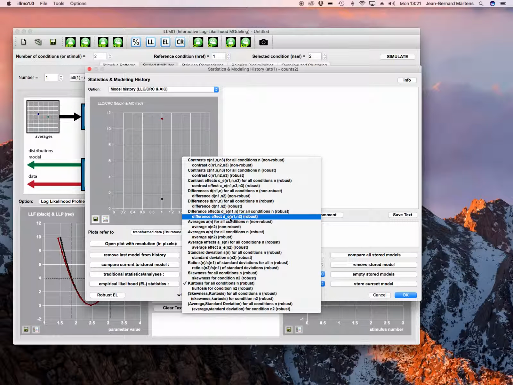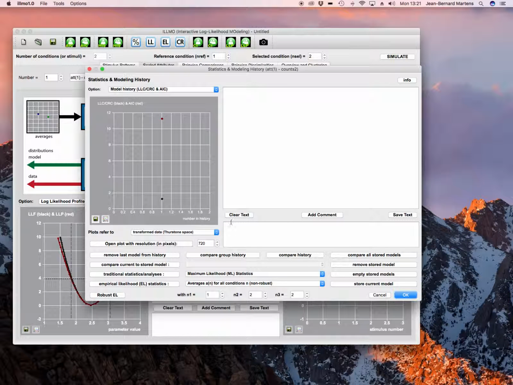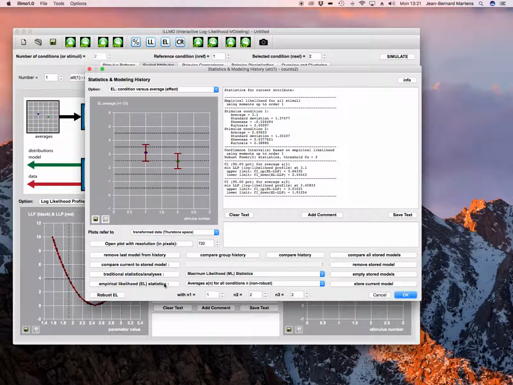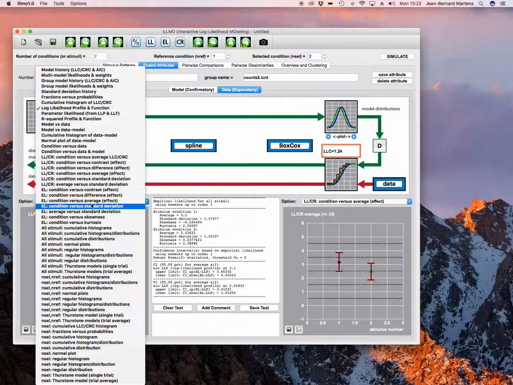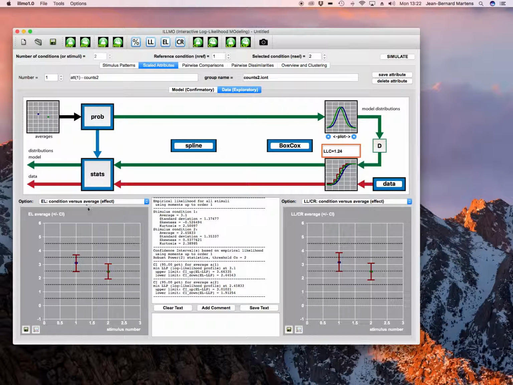So what you could do is, for instance, for all the averages, create confidence intervals. And we can actually compare, because on the left we can put the condition versus the average. So here you have the confidence intervals according to the traditional parametric technique using Gaussian distributions, and here you have the same result using empirical likelihood. So notice that the differences are actually, in this case, quite small, because Gaussian distributions are actually a fair model for the data.